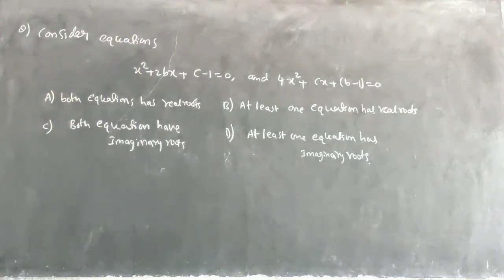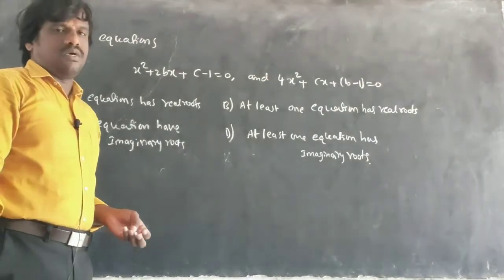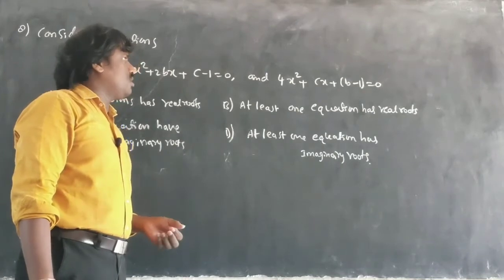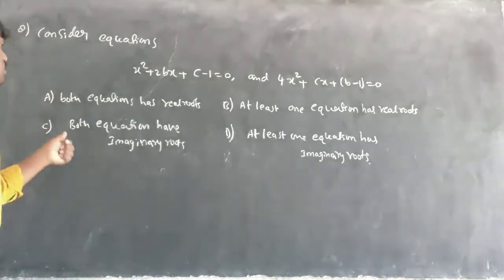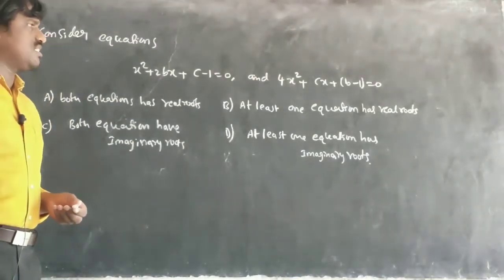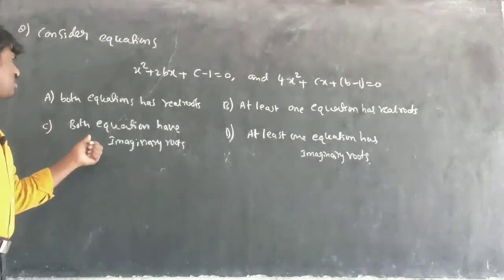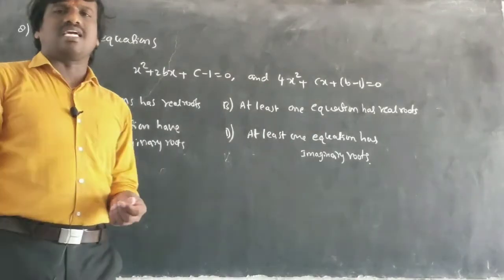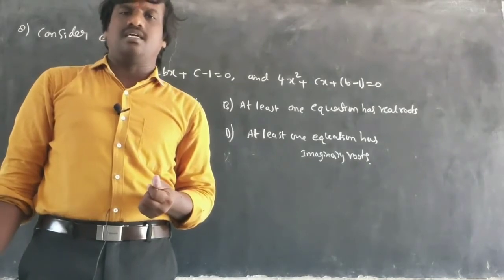Consider the equations x square plus 2bx plus c minus 1 is equal to 0 and 4x square plus cx plus b minus 1 is equal to 0. These are two quadratic equations and the options are given. Both equations have real roots, at least one equation has real roots, at least one equation has imaginary roots, both equations have imaginary roots. Which one is correct? So as I gave you 4 conditions, we have to check which one is correct.